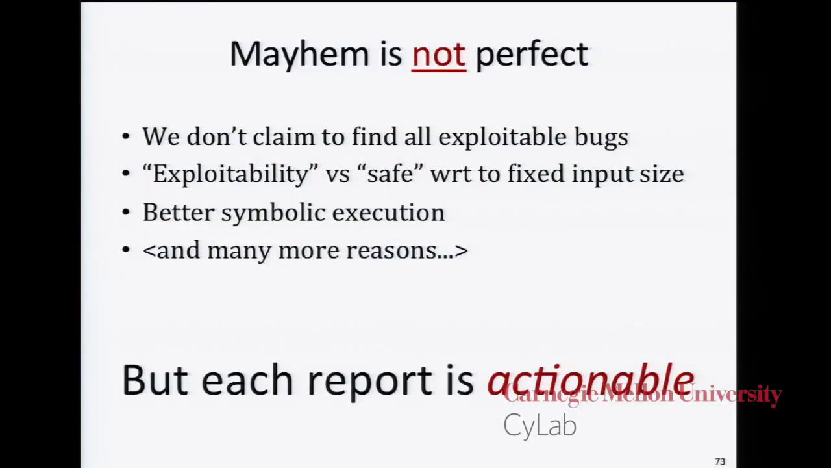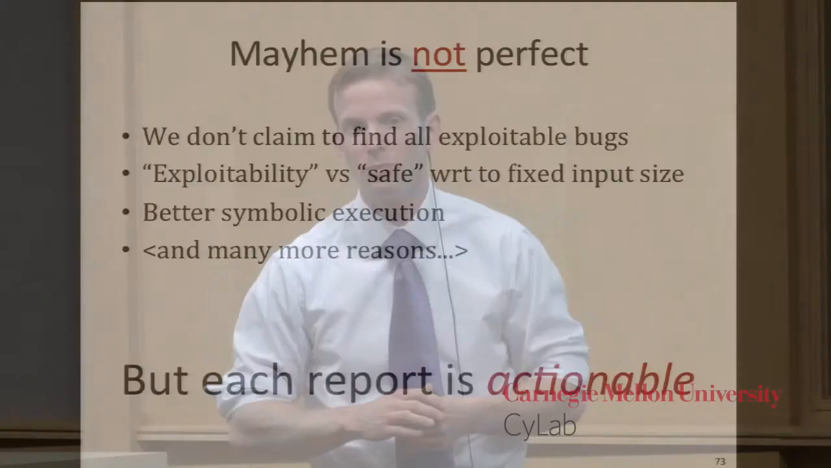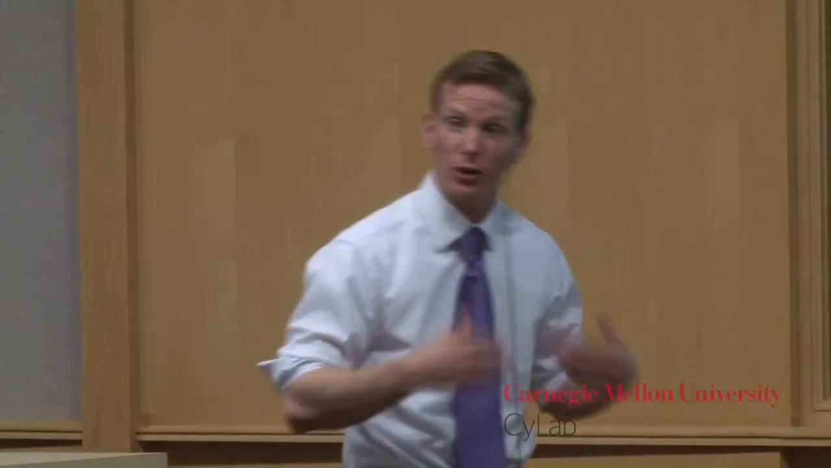So there's many things that we're not perfect on. We don't claim to find all exploitable bugs. This is where we differ from the traditional verification community. Traditionally, verification says they're sound, meaning that they only say a program is bug-free if it really is bug-free. So we've invented a new term called actionable. We only want to tell you there's a security critical bug when there really is one. Because we know there's 99,000 bugs out there. What we want to know are which ones we should prioritize first.